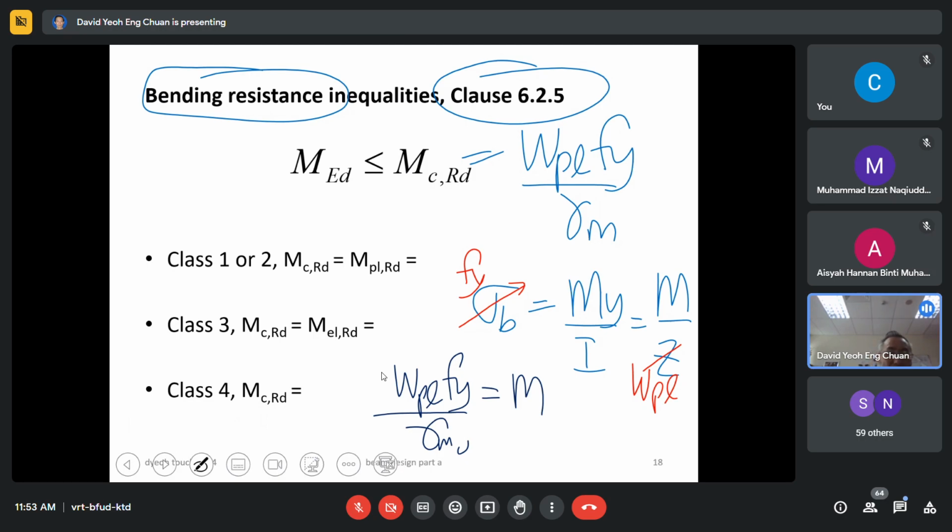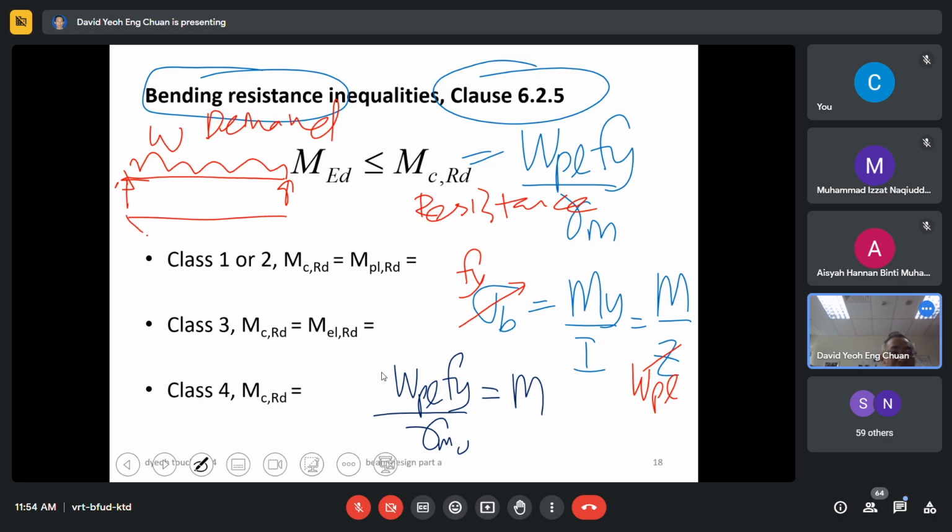So if you look at this one, this is the resistance. And on the left side is the demand. How do you get the demand? The demand comes from the load. So here you have this UDL load, that's the W load demand. And the load demand creates the effect of a bending moment, which is M equals WL squared over 8 in this case. Okay?